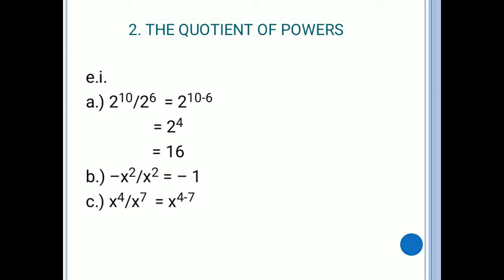Okay, yung next naman natin example ay yung kapag mas mataas yung exponent ng denominator kaysa sa numerator. So, ito. x raised to 4 over x raised to 7. So, ang answer ay x raised to negative 3. So, kapag ni-reciprocal na natin siya, ang magiging answer na ay 1 over x raised to 3.